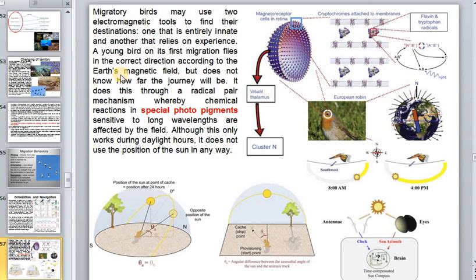But it does not know how far the journey will be. And does this sort of radical pair mechanism, whereby a chemical reaction in special photopigments in the eye and a special area in the brain, and even sun position, in any way it can be used.